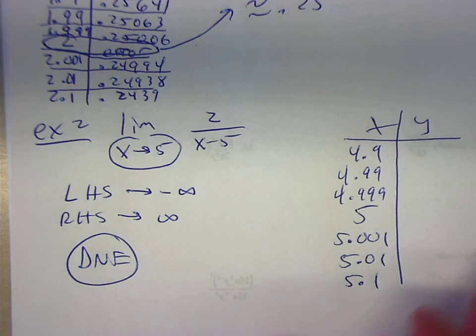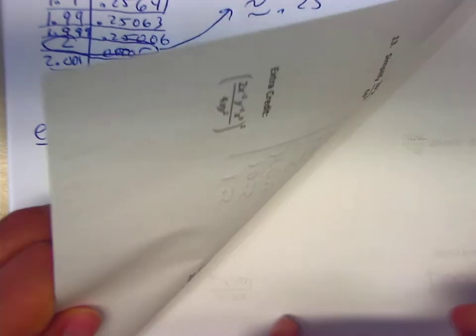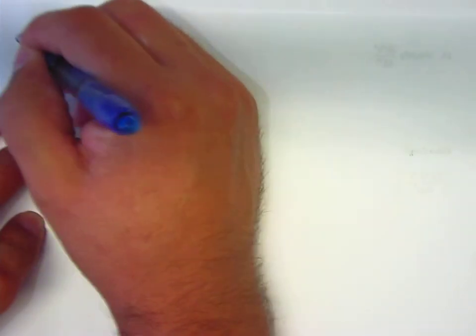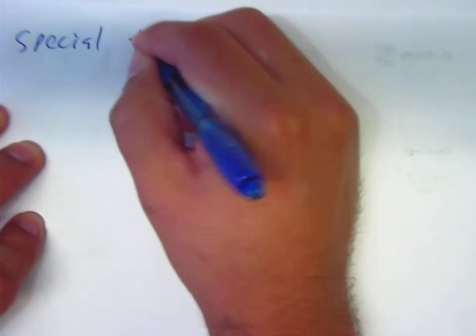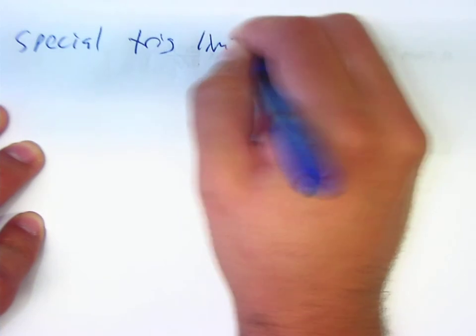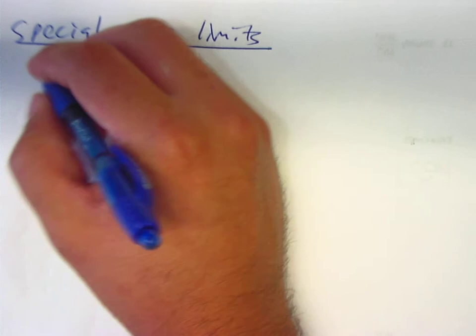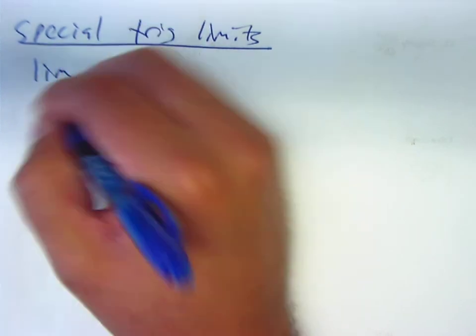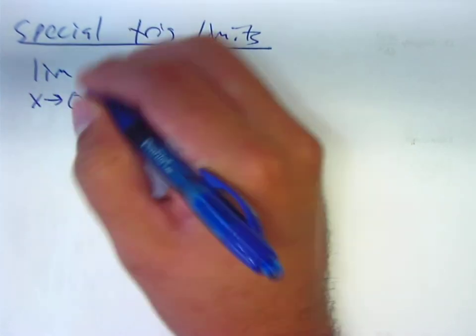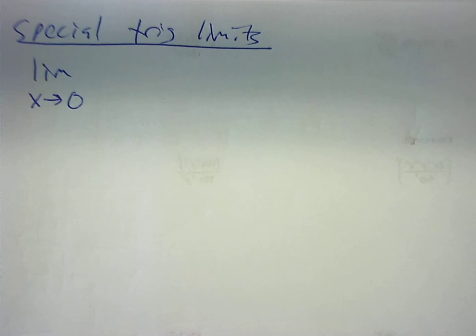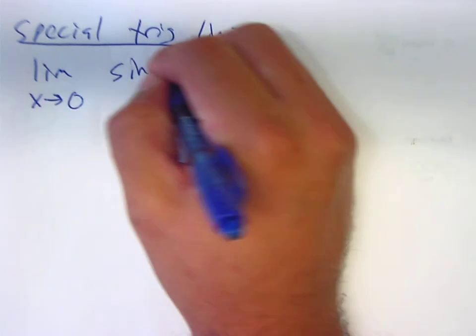Okay, so that's how you can use tables to approximate and get an idea of what's going on with limits. Now we're going to look at a couple of special trig limits. The table is probably the best way for us to get acclimated with these. Here's the first one: the limit as x approaches 0 of sine of x over x.